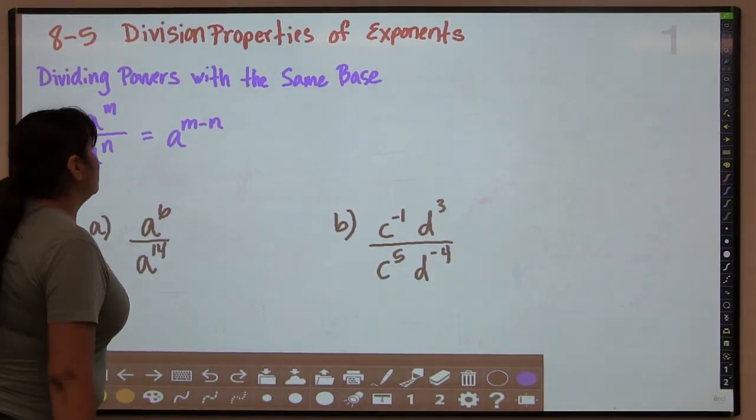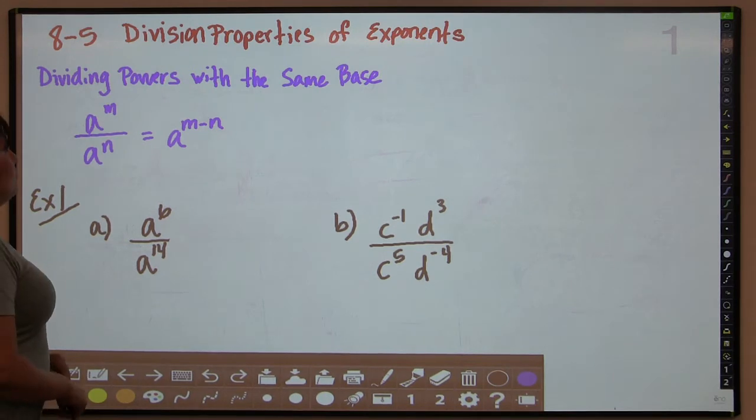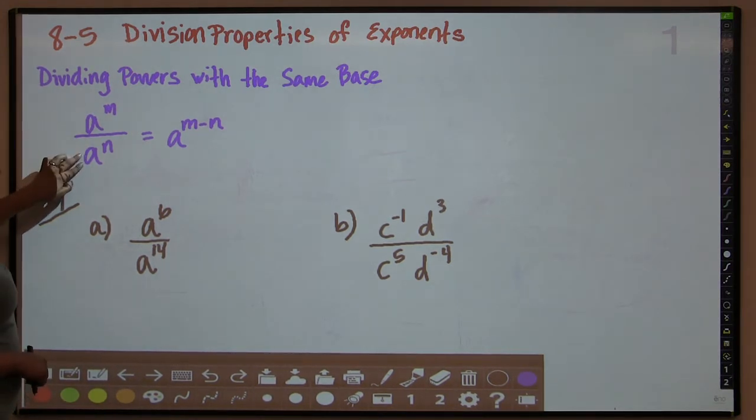There, we are going to move on to 8.5, which is division properties of exponents. And just to remind you, one of the division properties is if you're dividing with the same base, you subtract the exponents. So I'm going to give you some examples here of how this works.